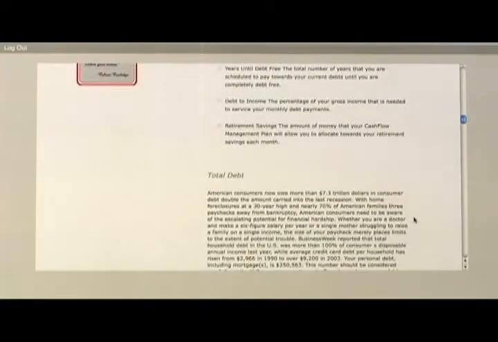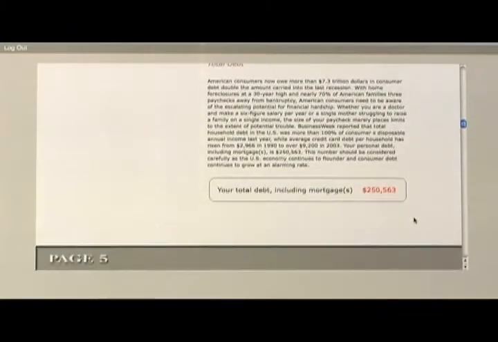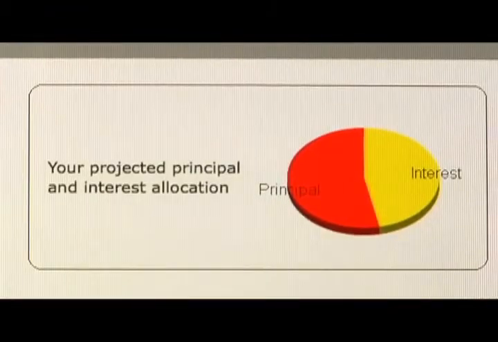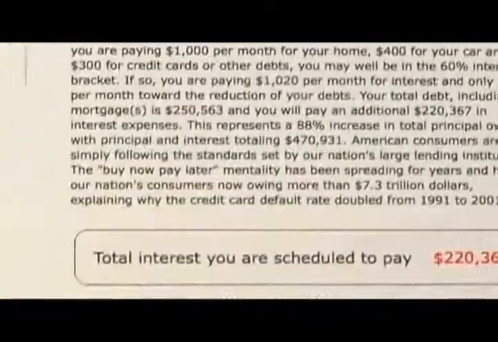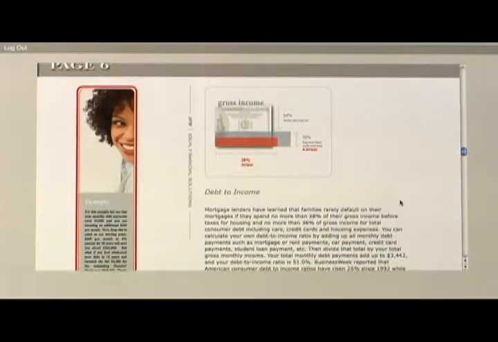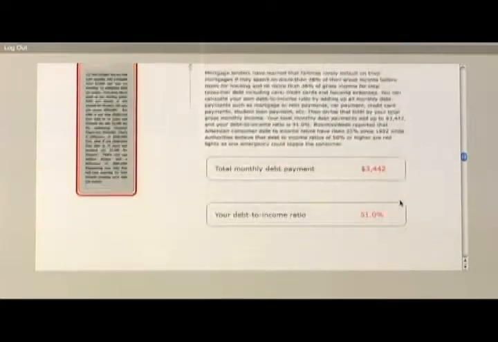Page 4 is talking about their current evaluation, and this is really comparing them to national averages and showing them some statistics there. Page 5 is talking about the interest that they're currently going to pay, and you can see in this one graph here that they're almost going to pay as much in interest as they are in principal. The next page that we're going to talk about is their income, and it's going to give them some comparisons so they can see how they stack up against national averages.